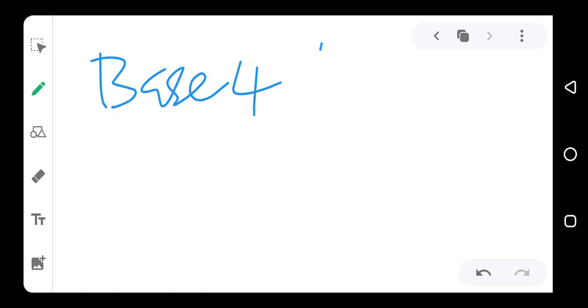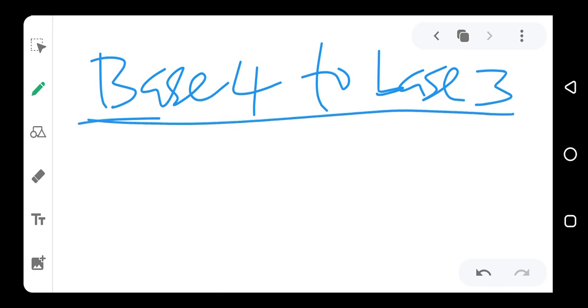Then we learn how to convert from base 4 to base 3. How can we convert a number from base 4 to base 3?